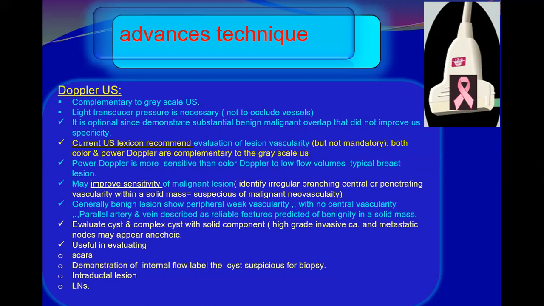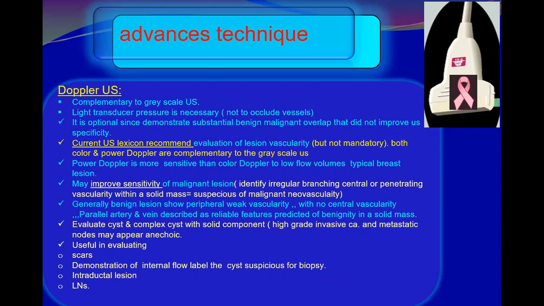Vascularity of a suspicious lesion. To see the vascularity of a suspicious lesion. Yes, Doppler is complementary to the grayscale. In the current ultrasound lexicon, they recommend evaluation of lesion vascularity, but not as mandatory, as optional, complementary to the grayscale.